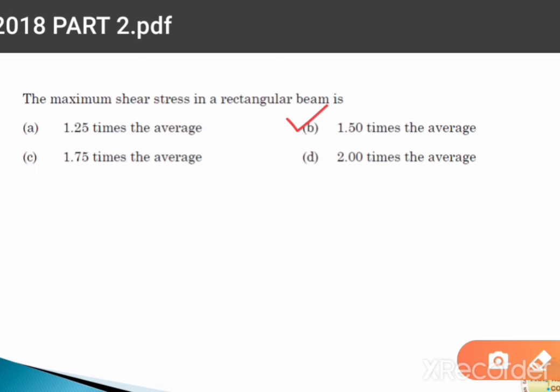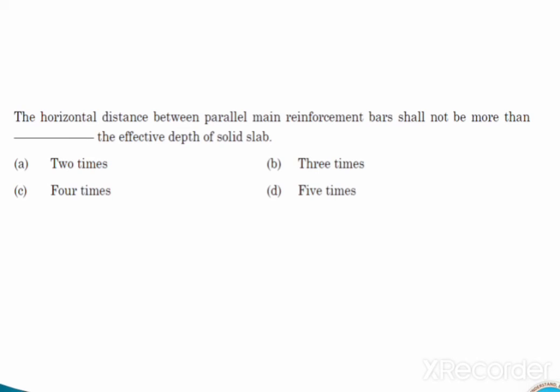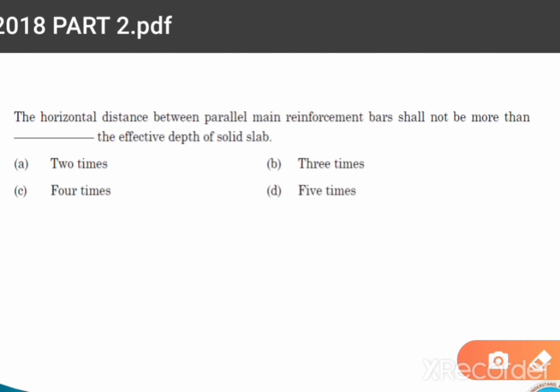If the section is not rectangular, if the section is circular in nature, then the value of maximum shear stress will be 1.75 times the average. Now proceeding to the next question, or last question. The horizontal distance between parallel main reinforcement bars shall not be more than the effective depth of solid slab. The options are 2 times, 4 times, 3 times or 5 times. The correct answer for this question is 3 times.